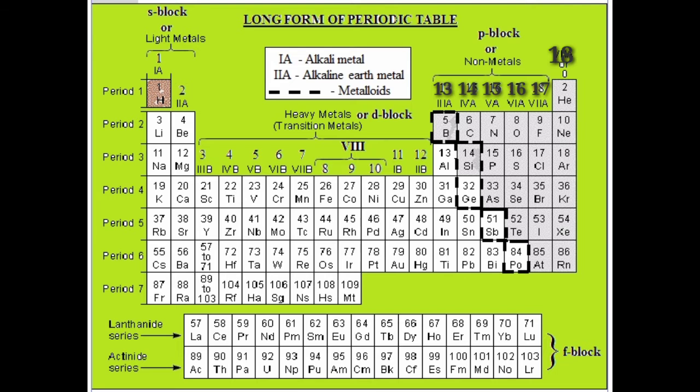Now see the second period: Li, Be, B, C, N, O, F and Ne. The second and third periods are called short periods. First period was shortest, second and third are short. So write just aside these periods. Shortest period means first period, short periods means second and third.